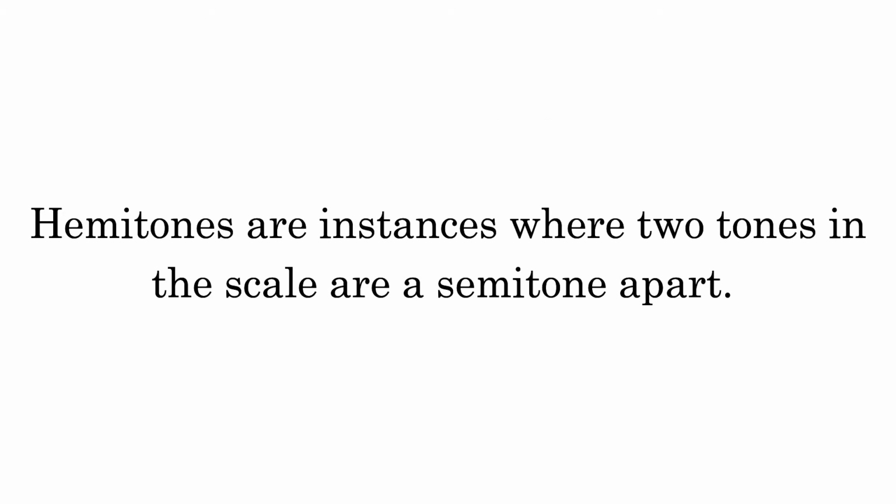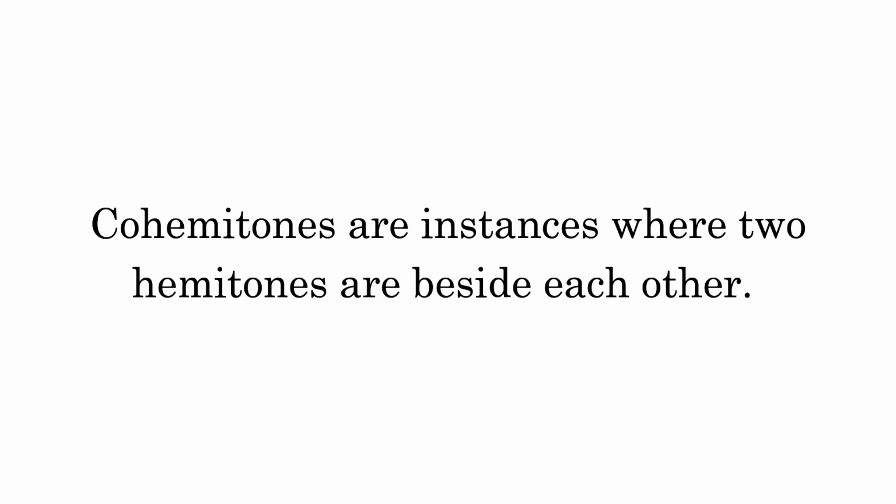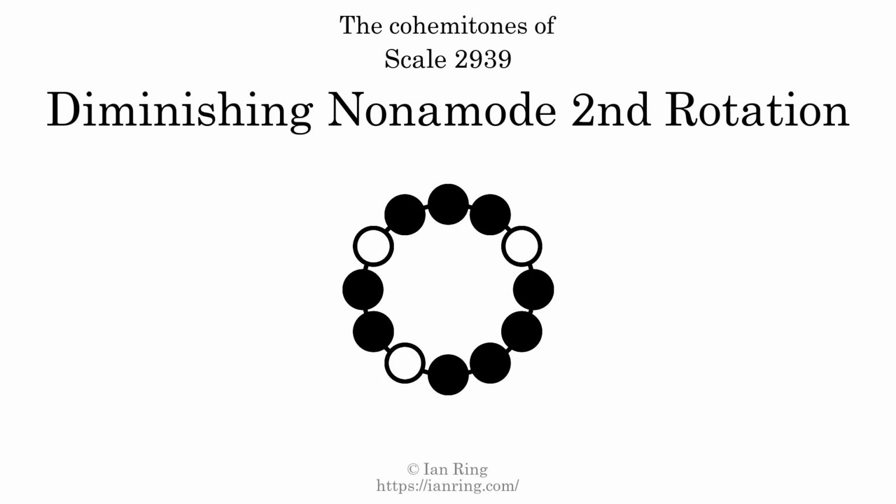Hemitones are instances where two tones in the scale are a semitone apart. This scale has 6 hemitones. They are at positions here, here, here, here, here, and here. Cohemitones are instances where two hemitones are beside each other. This scale has 3 cohemitones. They are at positions here, here, and here.